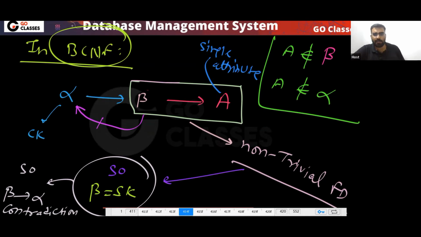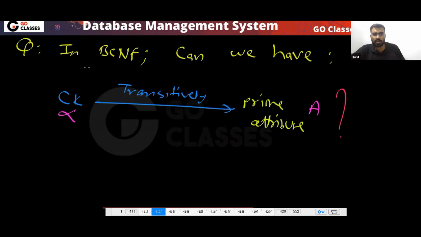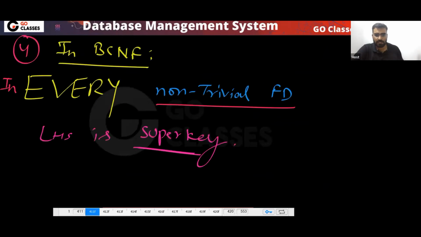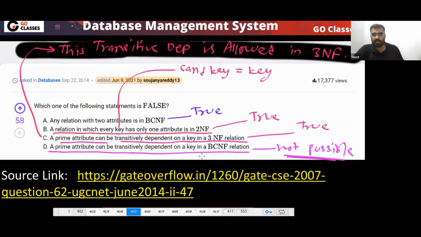Tell me, did you get it? Did you understand this complete analysis of this question? So in BCNF, can we have this type of situation? The answer is no. So remember, in BCNF this cannot happen. A prime attribute transitively dependent on a key is not possible in BCNF. The question is asking for the false statement, so your answer will be option D.